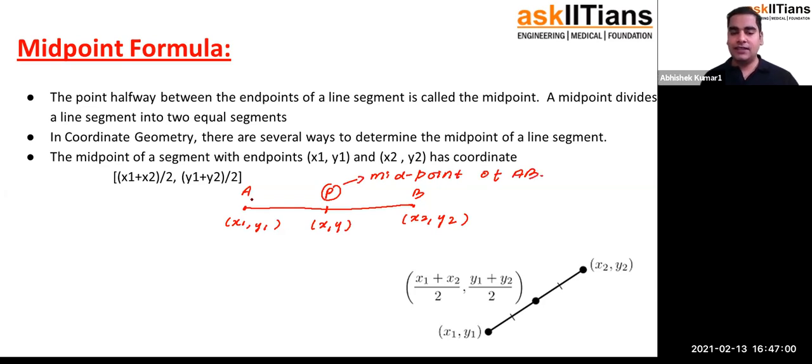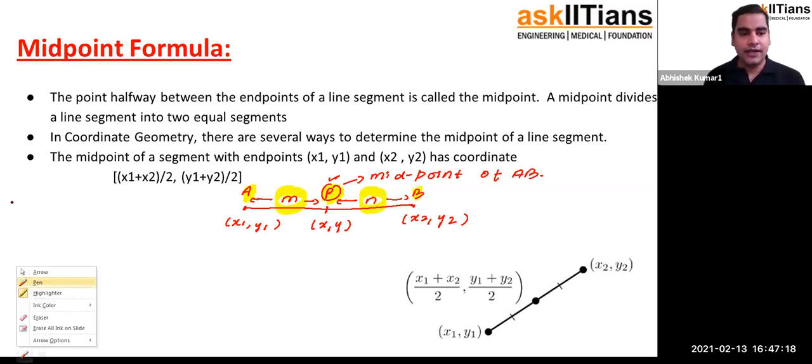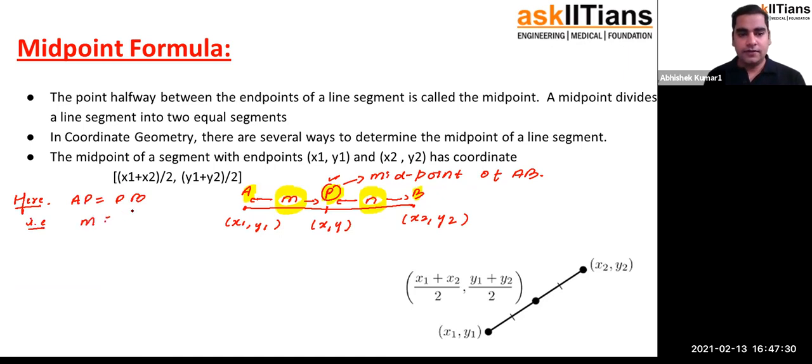What is the meaning of midpoint of AB? It means the ratio that you have, if I assume this is M and this is N, since this point P is a midpoint of AB, this ratio M:N is going to be exactly the same. The values of M and N will be the same here. So we have AP equal to PB, that means we have M equal to N. This is an important point here.